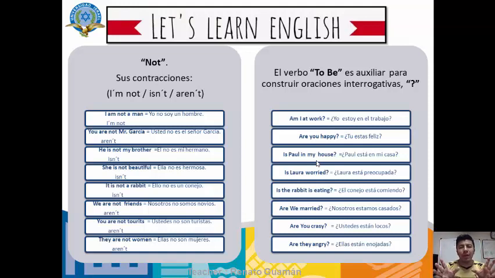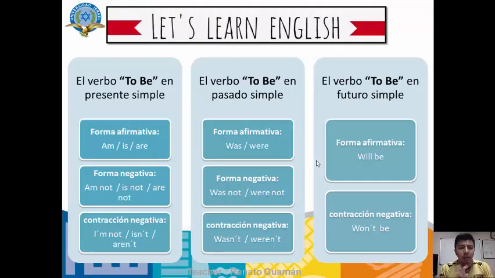And for example, you can make questions. You need the verb to be at the beginning of the question, subject, and complement, and you can use the question mark. Don't forget the question mark, and you can make the questions. Okay, so you can see here the verb to be in present simple and in the past.